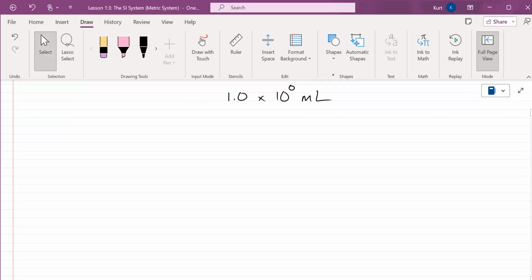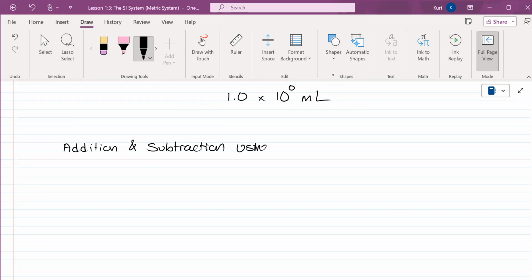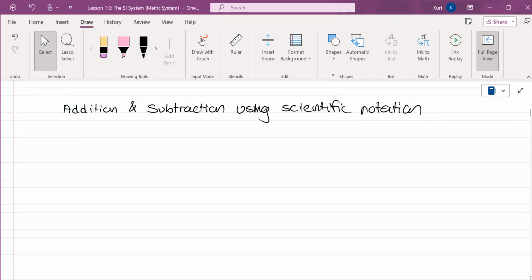Where we left off was I was trying to teach you guys how to add and subtract using scientific notation. So I want to get back to that. This is where we left off at the end of class on Thursday when I was here. When you are adding and subtracting, the exponents must be the same.